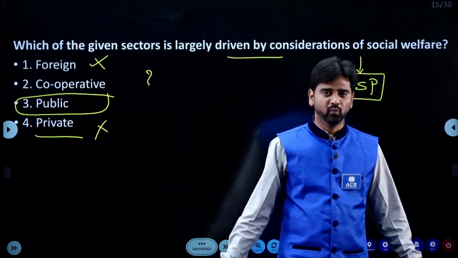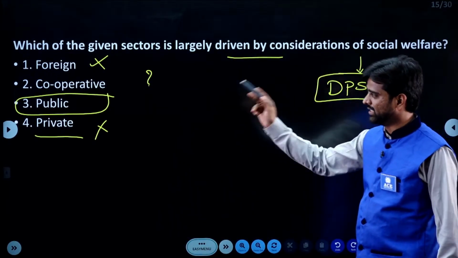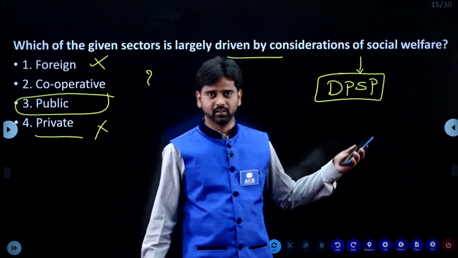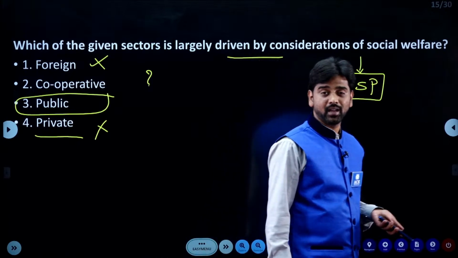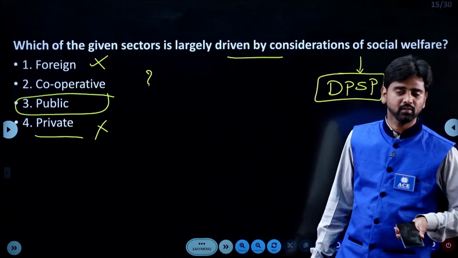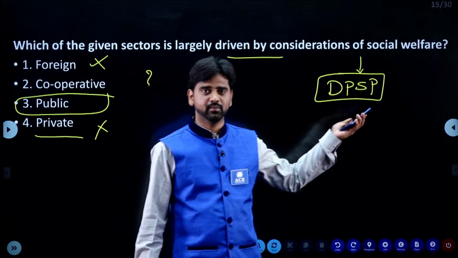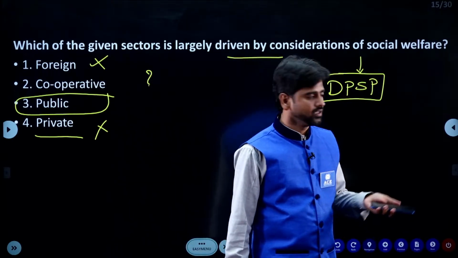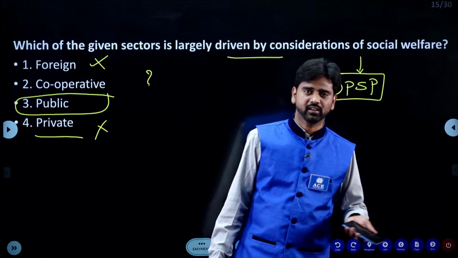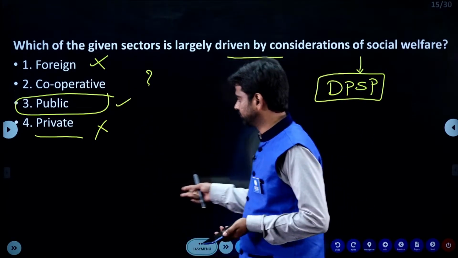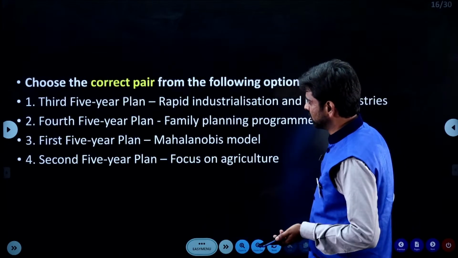So very simple, very easy. You can easily answer it if you are aware of 5-year planning. In 5-year planning, we have the capitalistic economy, socialistic economy, and mixed economy, the types of economies. And I think you are already aware of the DPSPs, Articles 36 to 51. Articles 38 and 39, you can easily answer it by this, guys. It is public welfare, not private welfare, so not this one.